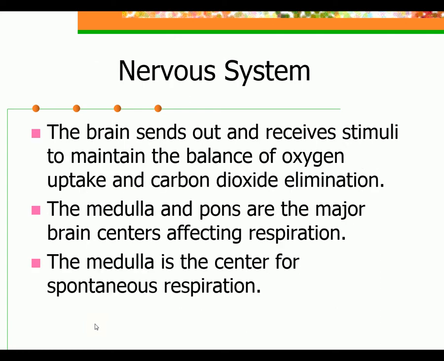So let's talk about the nervous system. The brain, we know, sends out and receives stimuli that helps maintain the balance of oxygen uptake and carbon dioxide elimination. We know the medulla and the pons are major brain centers that affect respiration. And we know the medulla is the center for spontaneous respiration. So we have to have an intact nervous system to be able to send signals between the medulla and the pons to make sure that we have respirations intact.